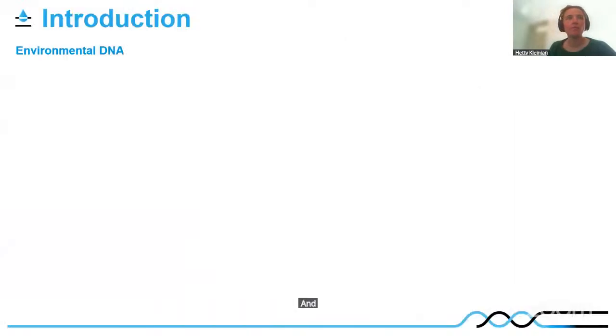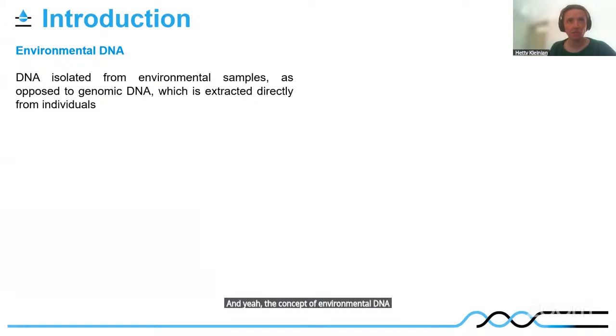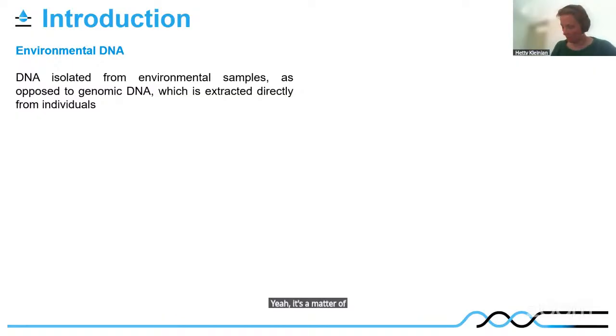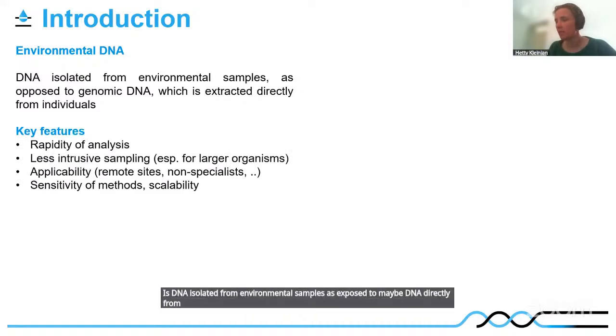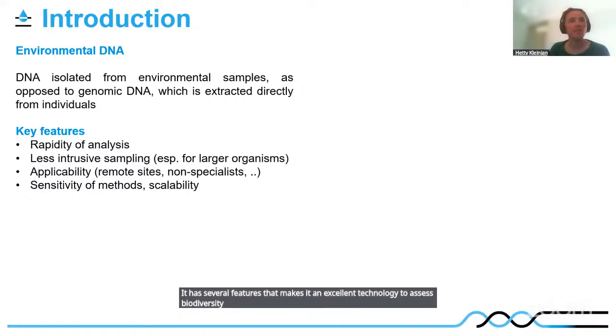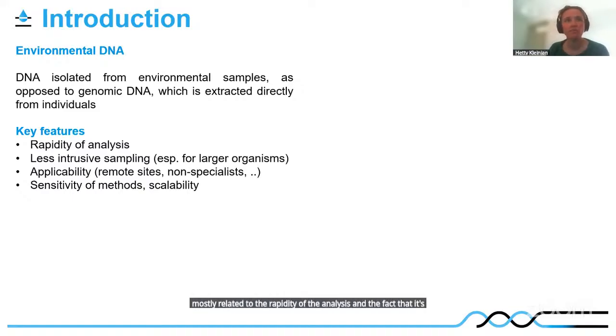And the concept of environmental DNA was already nicely introduced by Florian Leese. So environmental DNA, it's a matter of definition, but it is DNA isolated from environmental samples as opposed to DNA directly from individual organisms. It has several features that make it an excellent technology to assess biodiversity, mostly related to the rapidity of the analysis and the fact that it's less intrusive.